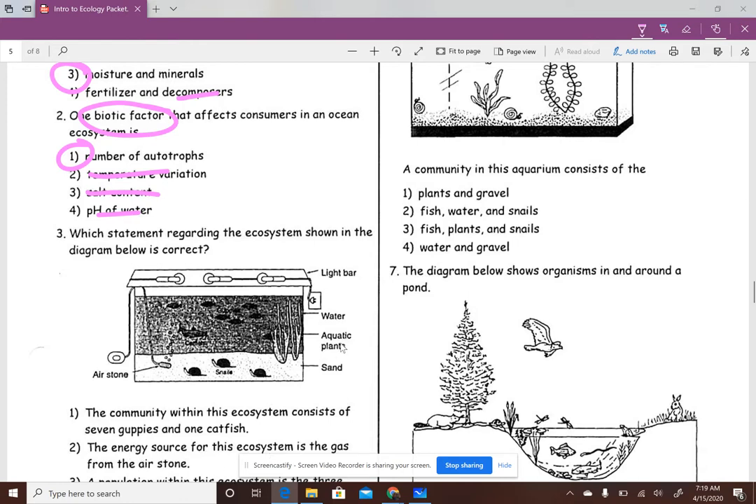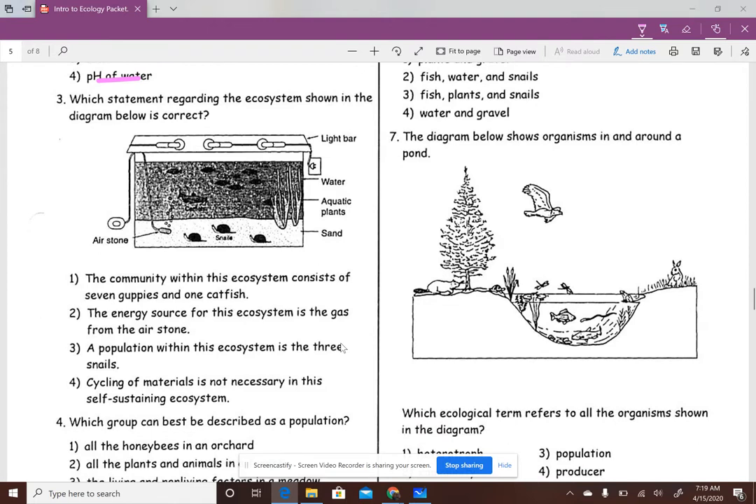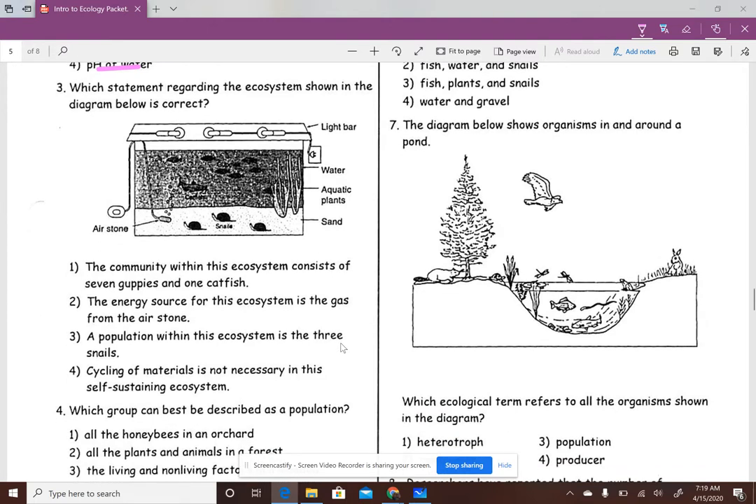Number 3, which statement regarding the ecosystem shown in the diagram below is correct? So they're going to give us a bunch of statements and we have to analyze the picture. So the community within the ecosystem consists of 7 guppies and 1 catfish. Now a community is all of the living things. So if you notice here, they are missing the snails, which makes number 1 not correct.